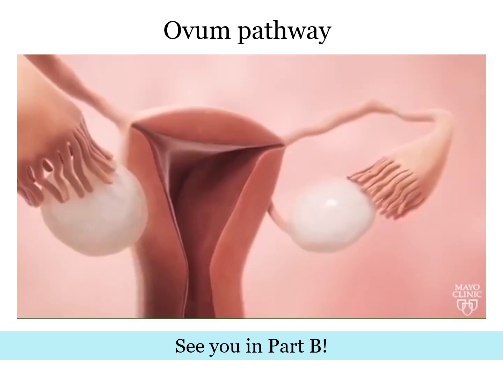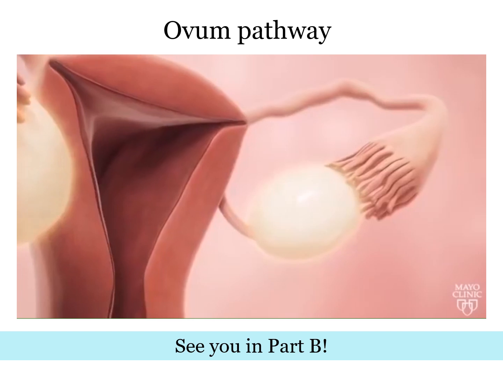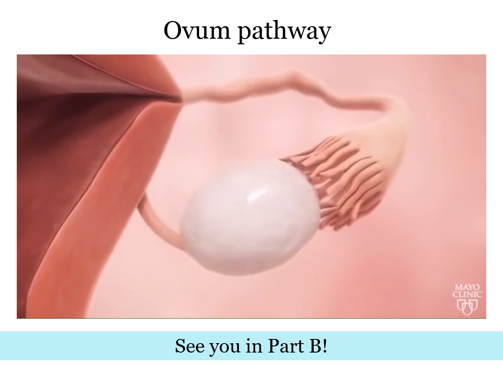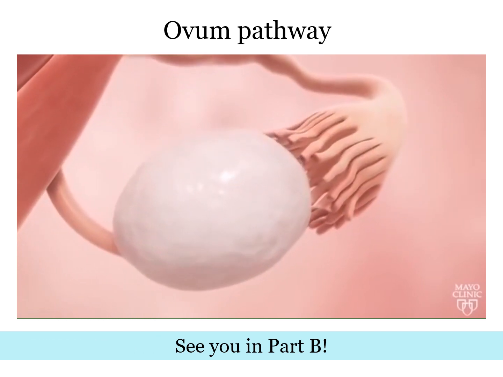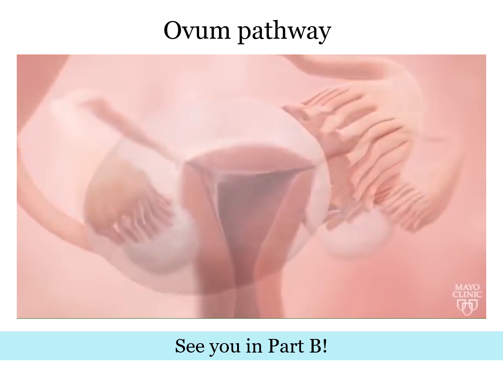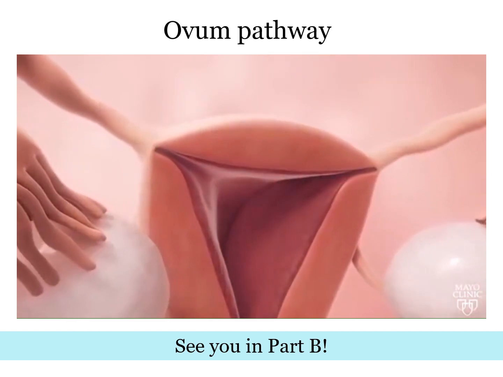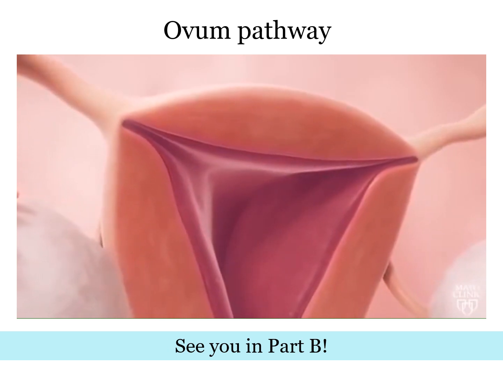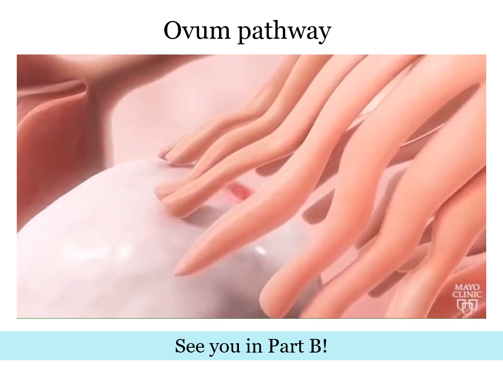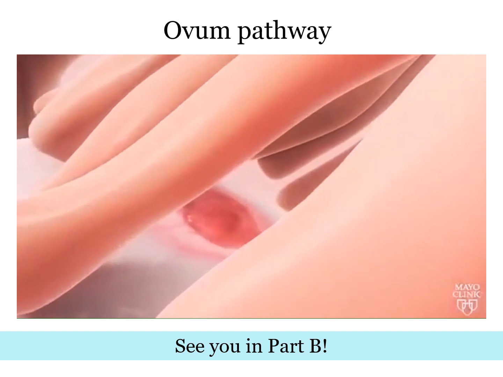Ovulation is the release of an egg from one of the ovaries. It often happens about midway through the menstrual cycle, although the exact timing may vary. In preparation for ovulation, the lining of the uterus, or endometrium, thickens. The pituitary gland in the brain stimulates one of the ovaries to release an egg.